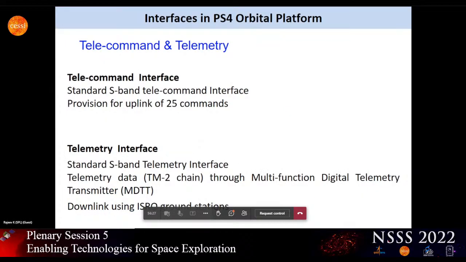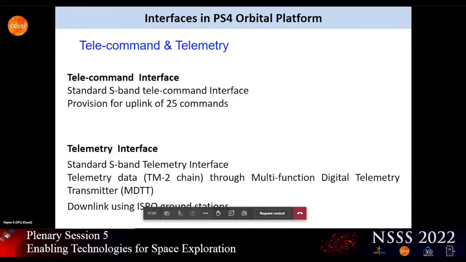The second main thing that is required is the capability to accept telecommand and give telemetry. For the telecommand telemetry interface, we have the standard S-band telecommand interface with the provision to uplink up to 25 commands. And the telemetry interface is again a standard S-band telemetry interface. The telemetry data will be coming. The data that the instrument is going to give you is also coming to the ground station through the telemetry.